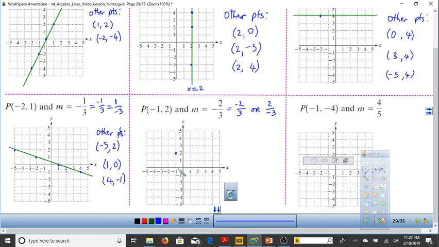-2/3 means go down 2 units and over to the right 3 units. Down 2, to the right 3. Or we could go up 2 to the left 3. 1, 2, 3. So we have all of those points that form a straight line, and I can draw the line through those points.